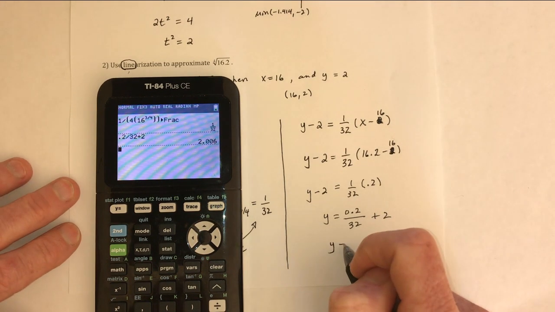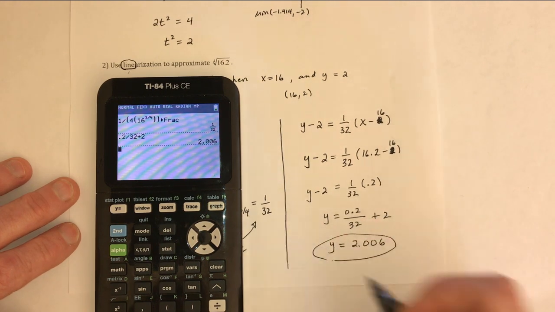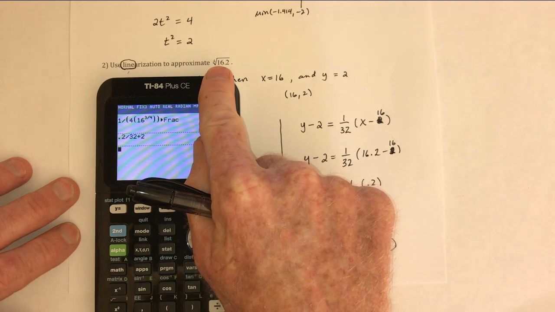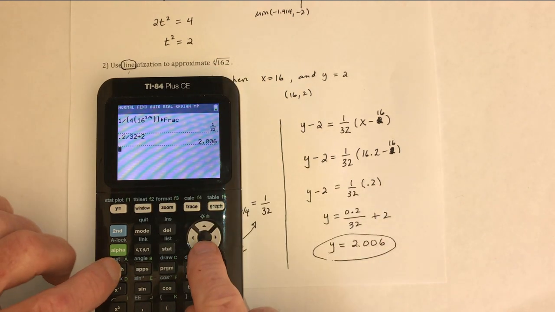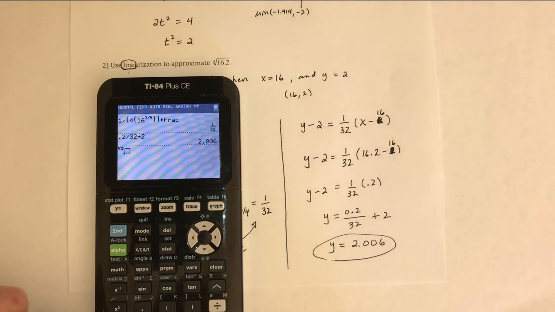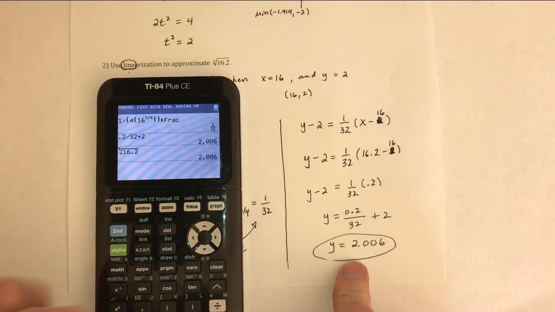So that is 2.006. And then finally, use the calculator to find out what the actual answer is. So math, x root, take the fourth root of 16.2, and at least at 3 decimal places, it's perfectly correct.